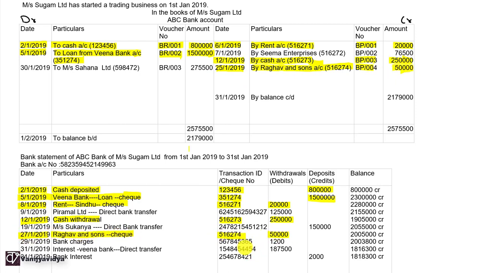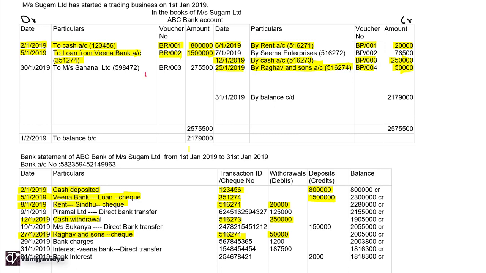So now all the common transactions between the bank account and the bank statement are highlighted. Now there are certain transactions which are appearing in the bank account but same are not there in the bank statement and vice versa. Now these transactions will be a part of bank reconciliation statement. Let's see all those transactions.